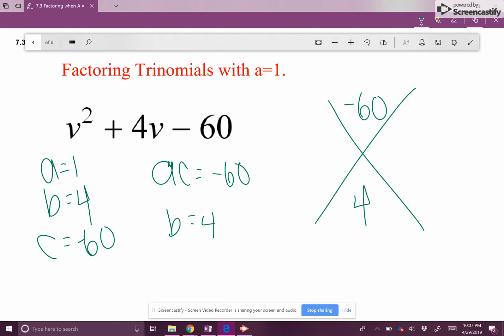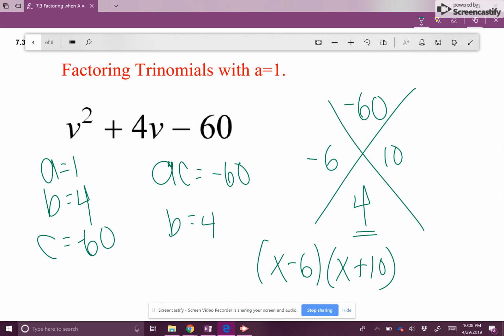Those two numbers are 60, not 60, excuse me, 6, 60 would be way too big, 6 and 10. And I want you to think about which one would be negative. In this case, it would be the 6 because we have a positive sum. So our trinomial factored would be x minus 6 times x plus 10.